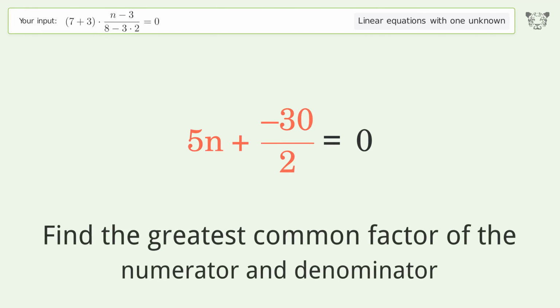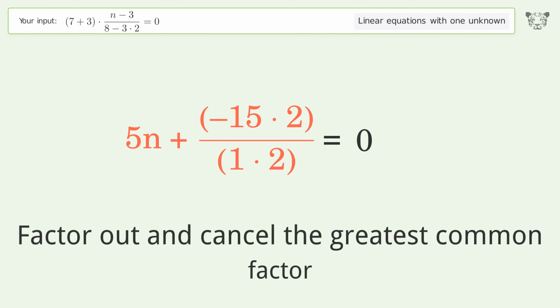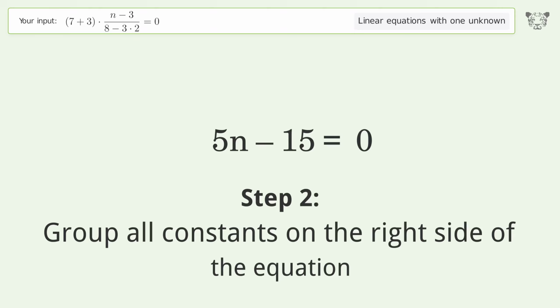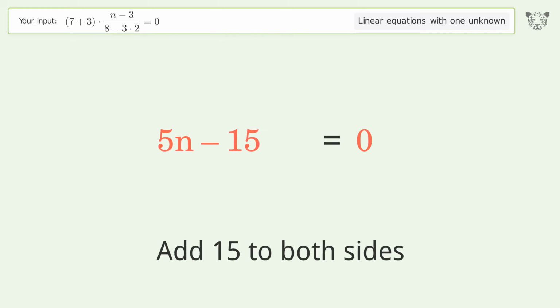Find the greatest common factor of the numerator and denominator. Factor out and cancel the greatest common factor. Group all constants on the right side of the equation. Add 15 to both sides.